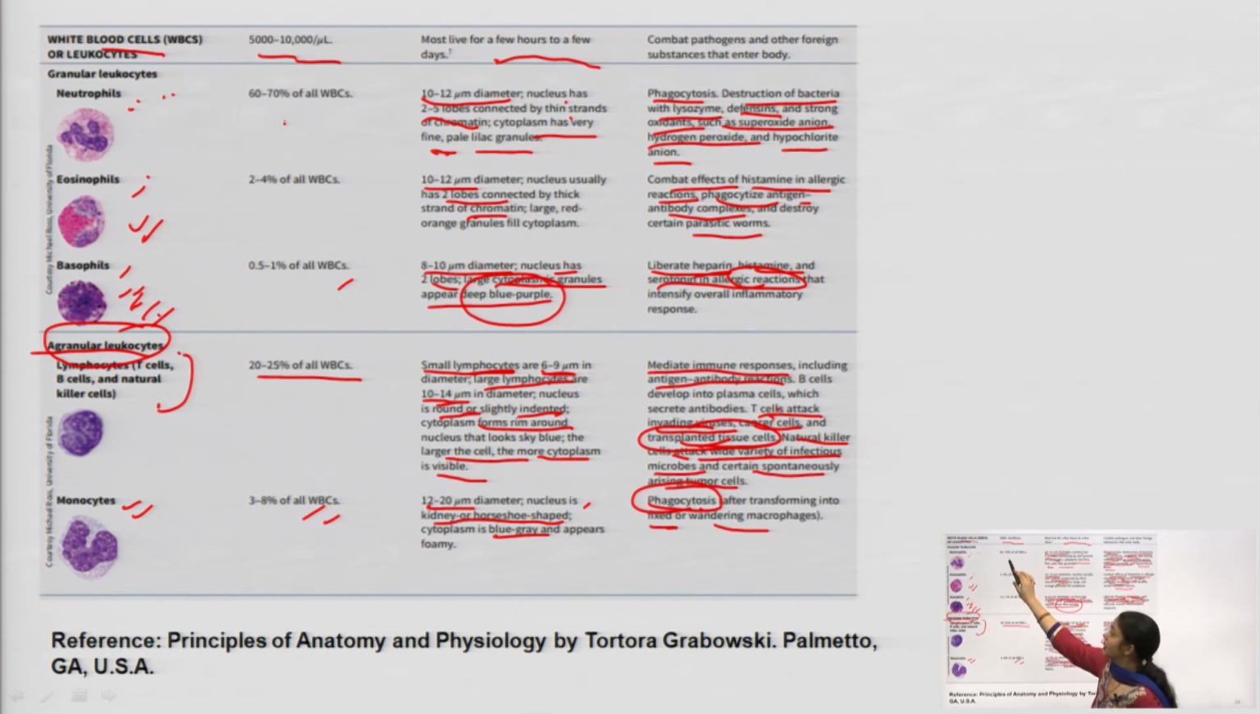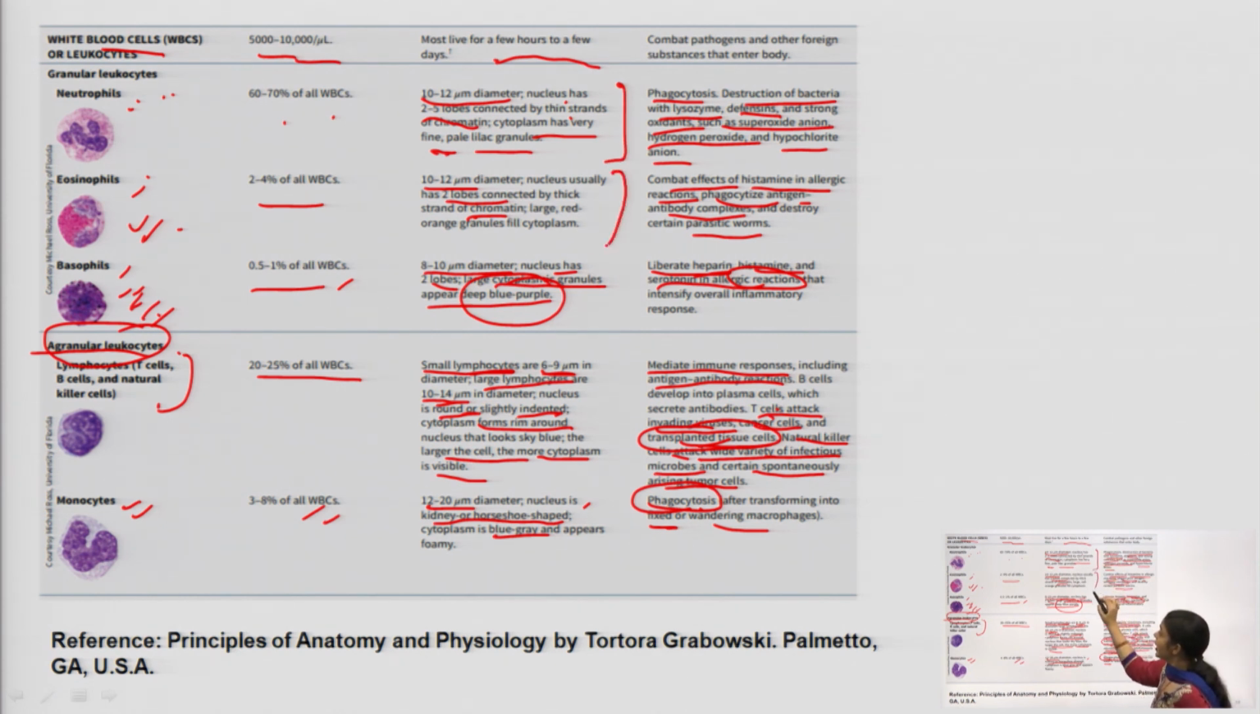Neutrophils are 60 to 70% of all WBC, whereas eosinophils are 2 to 4% of all WBC. Basophils are 0.5 to 1% of all WBC. Neutrophils have 2 to 5 lobes. Eosinophils have 2 lobes which are connected by a thick strand of chromatin. The neutrophils' main function is phagocytosis, and the eosinophils' main function is to fight the effect of histamine in allergic reactions, and the basophils liberate heparin, histamine and serotonin in allergic reactions.